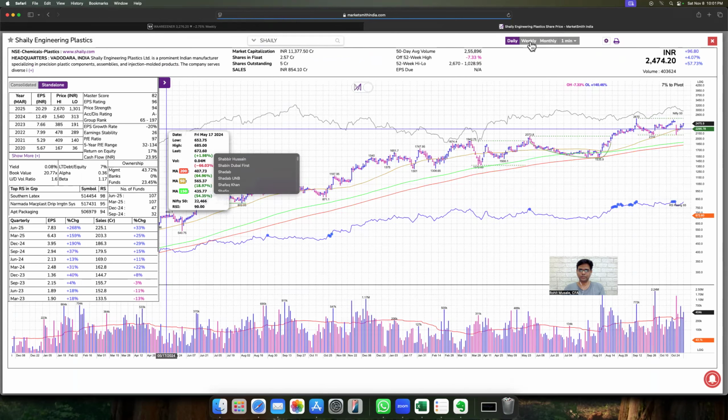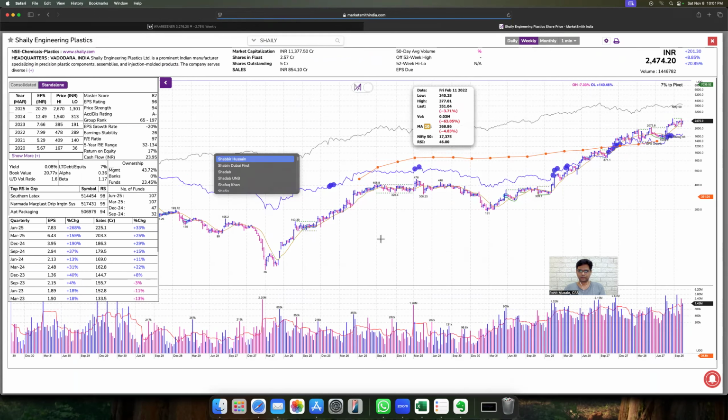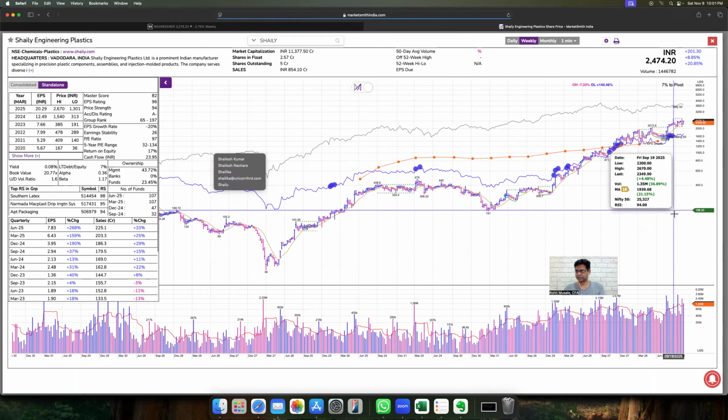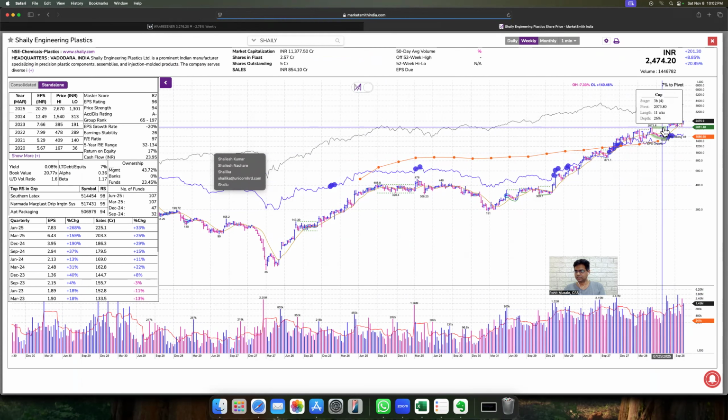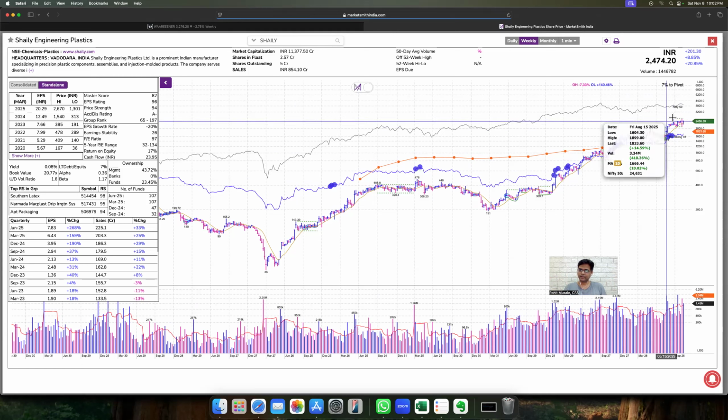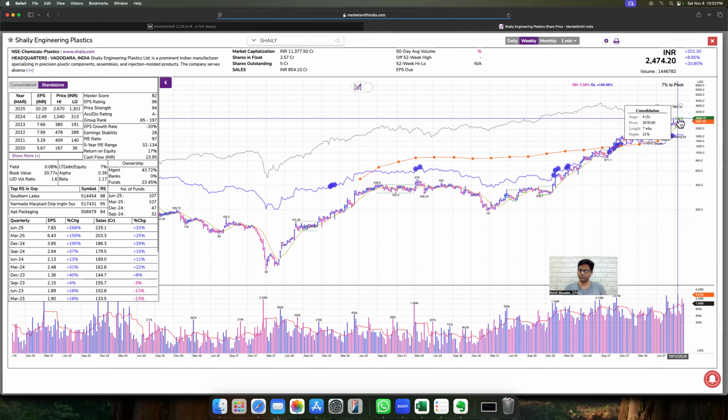I will click on weekly. Okay, so look here. This is called stage 3B4. Now ignore what is given in the bracket. It's the second part of base 3. So basically it is base 3. Then after that it goes up. Now this is base 4.